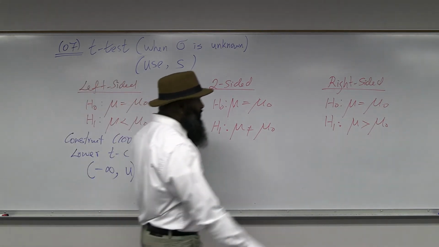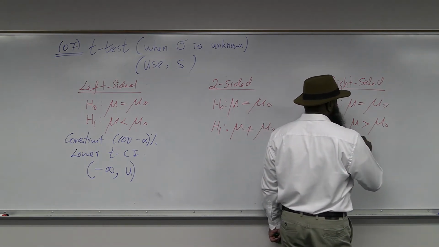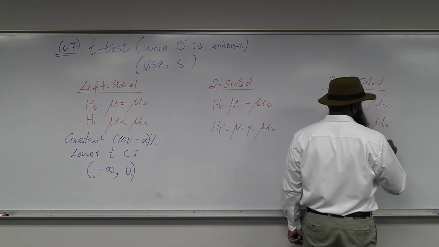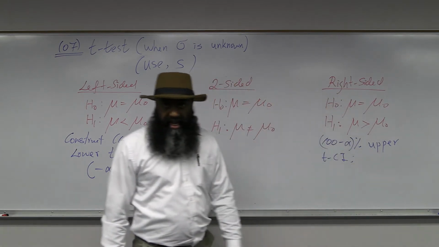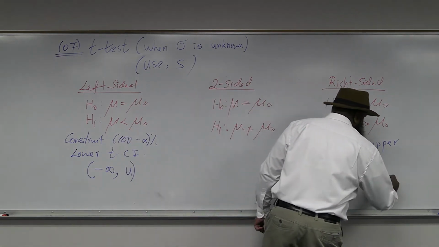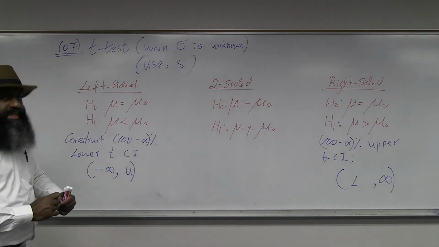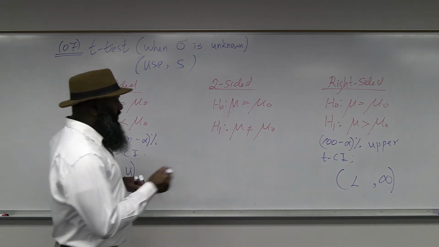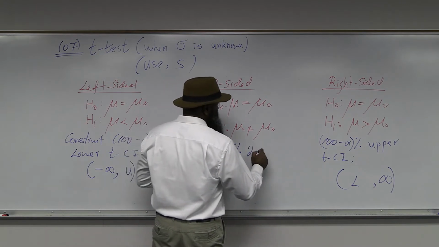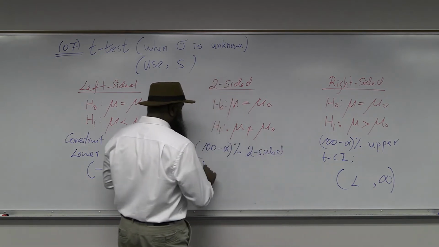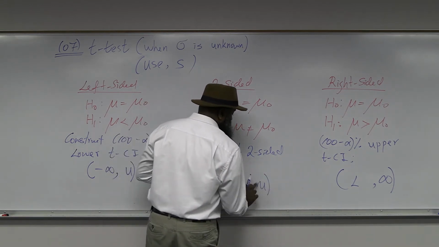And for a right-sided test, you construct a 100 minus alpha percent upper t confidence interval. For upper t confidence interval, the upper limit is positive infinity. There is a fixed lower limit. And for two-sided alternatives, construct 100 minus alpha percent two-sided t confidence interval. It will have a fixed lower limit and it will have a fixed upper limit.